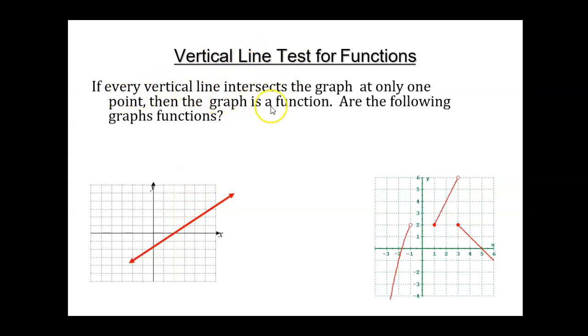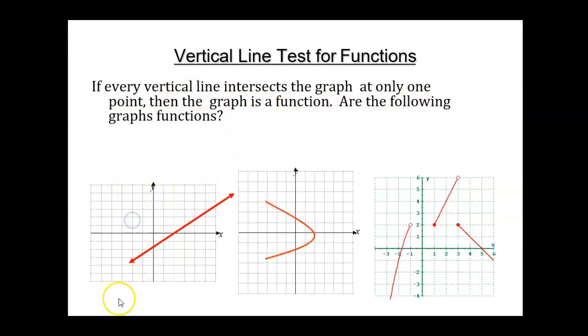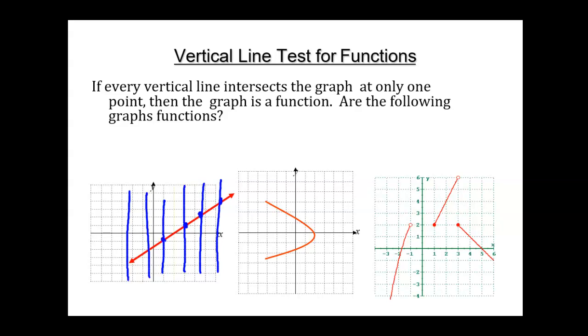So if every vertical line intersects the graph at only one point, the graph is a function. So in other words, if I could draw vertical lines, let me hurry and grab my pen here. Anywhere along here, anywhere on the graph, if I can draw that line and it intersects more than one time, then this is not a function. Since each of these lines only intersect this function, the red line, one time, then yes, this is a function.